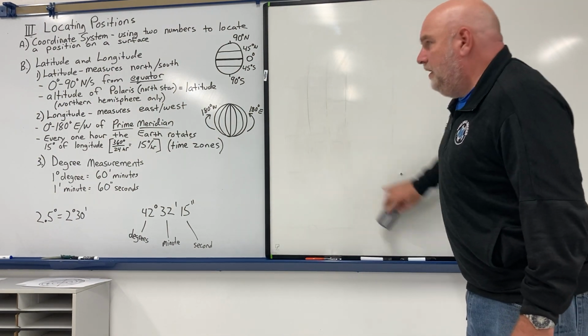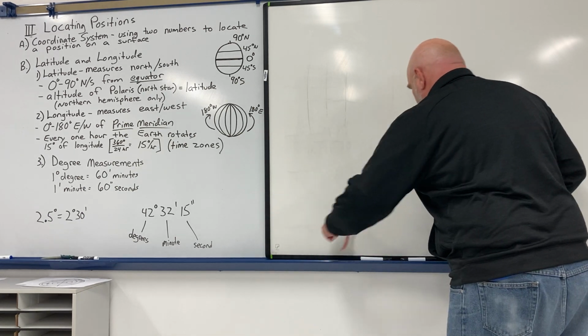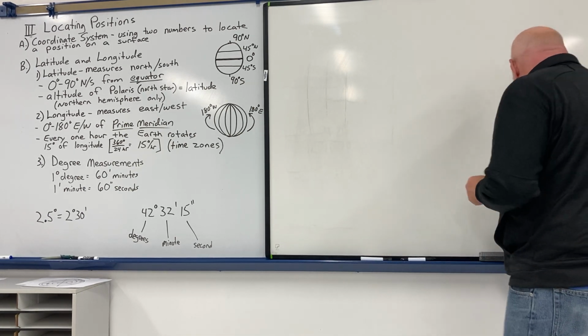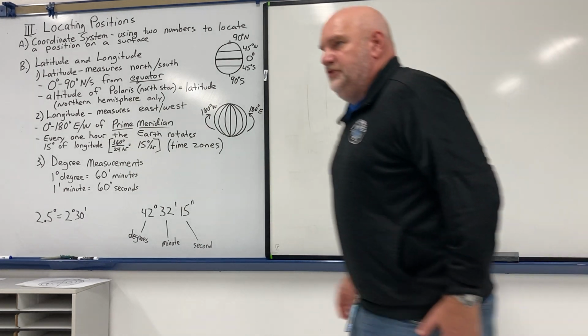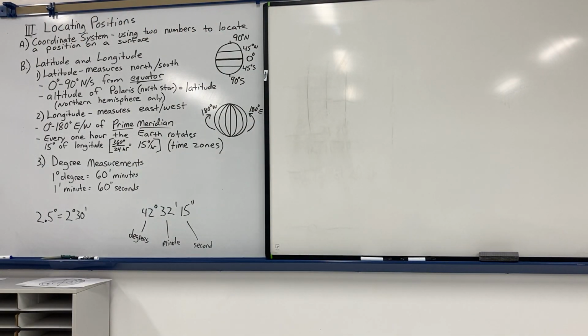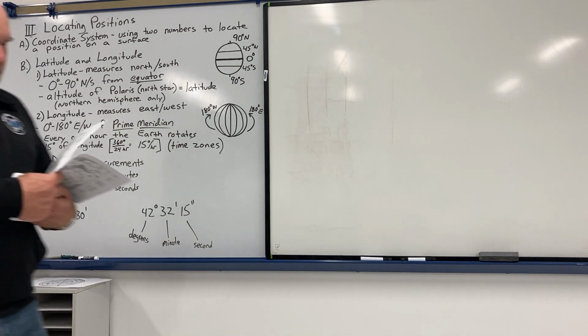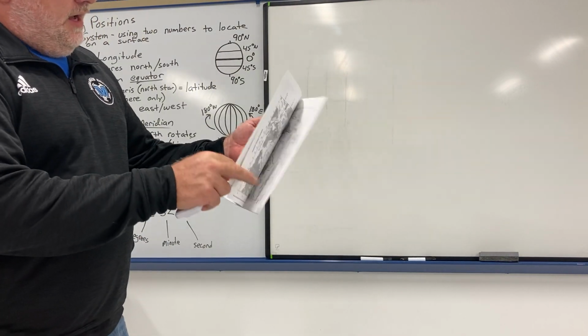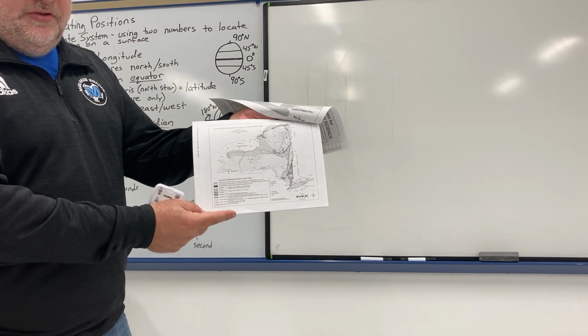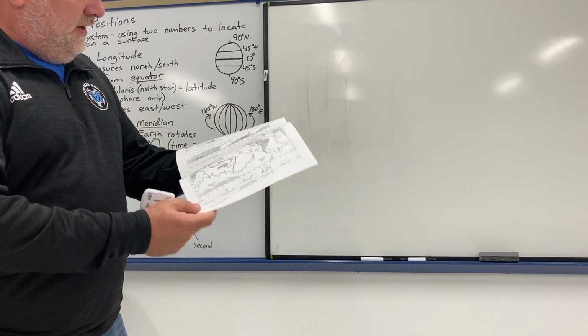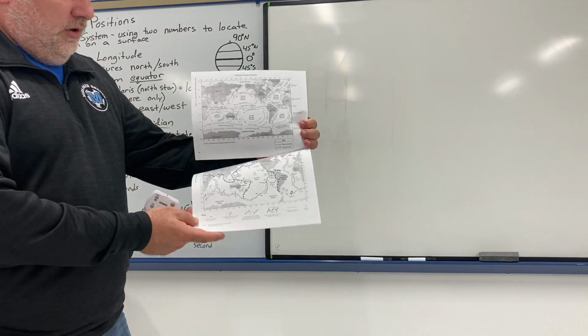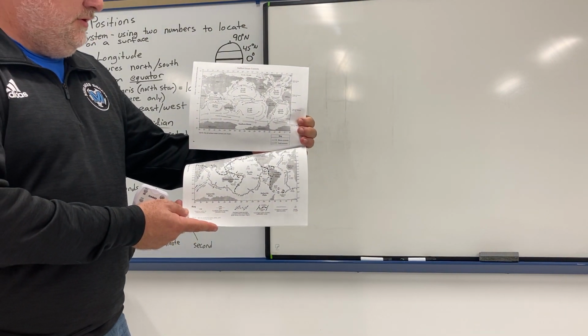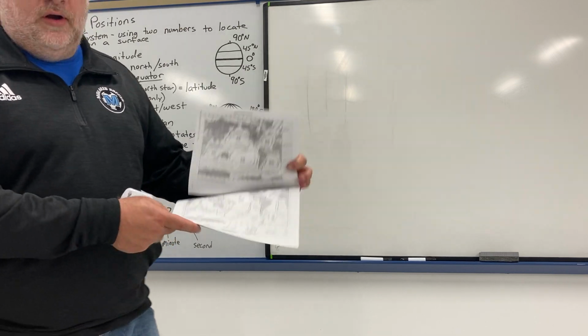Now, in your reference tables, there are a few maps that use latitude and longitude. In your Earth Science reference tables, you have a map of New York on page 3 that has latitude and longitude on it. Then you've got 2 world maps, one on page 4 and one on page 5, that show latitude and longitude as well. So we're going to go over how to read these maps.